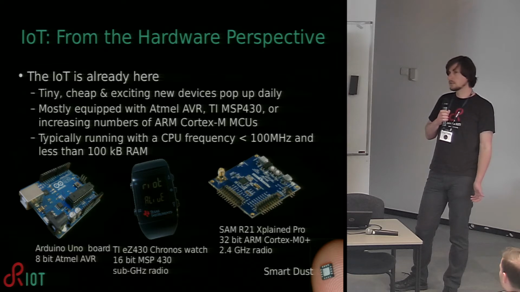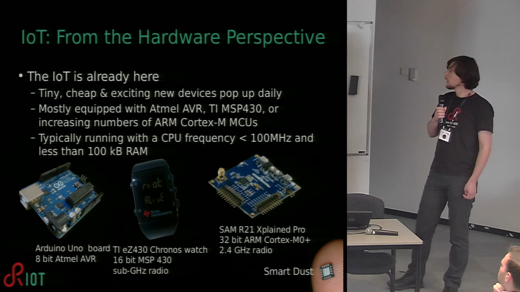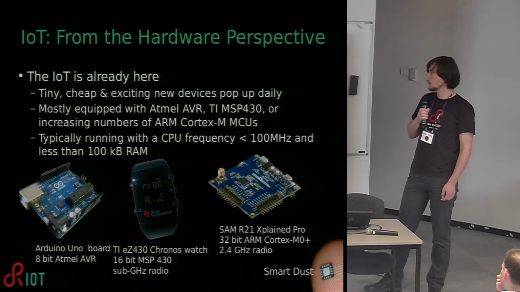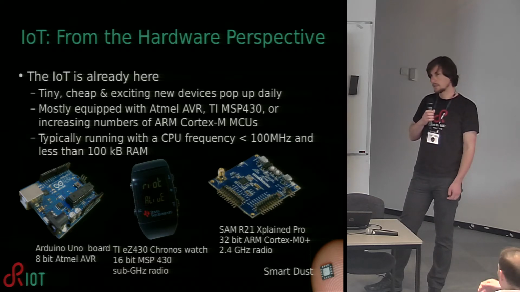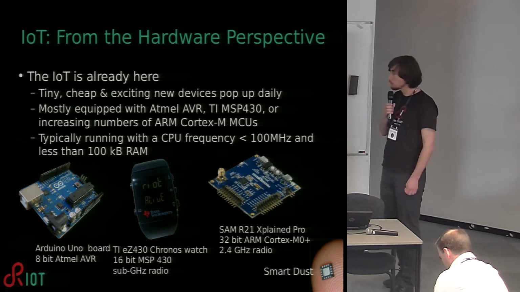A couple of years ago, long before Apple came up with its smartwatch, TI launched this nice eZ430-Chronos watch, which has a microcontroller on board with a system on chip that communicates in the sub-gigahertz band. Most of you probably know Arduino boards, which make Atmel AVR quite popular for hobbyists and makers. And one example of an ARM board, chosen here, is the SAM R21 from Atmel, which we're also going to use for our tutorial tomorrow.